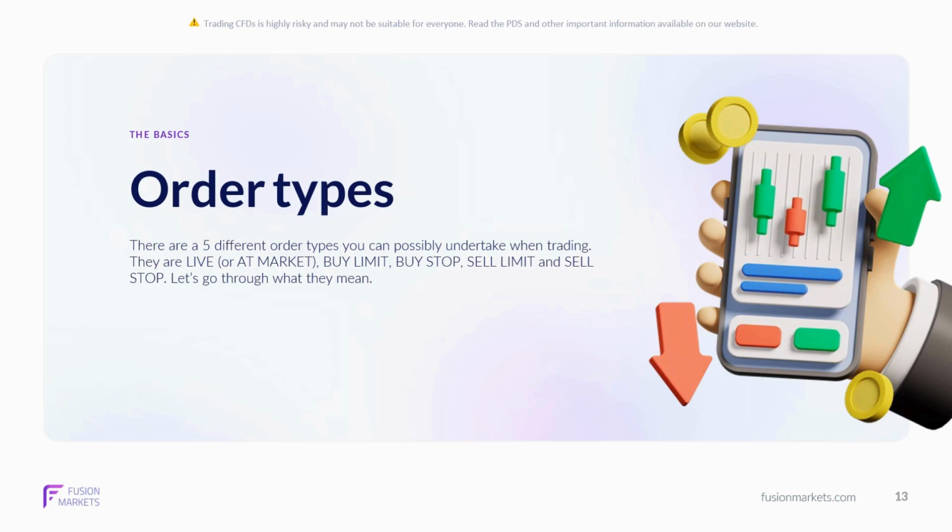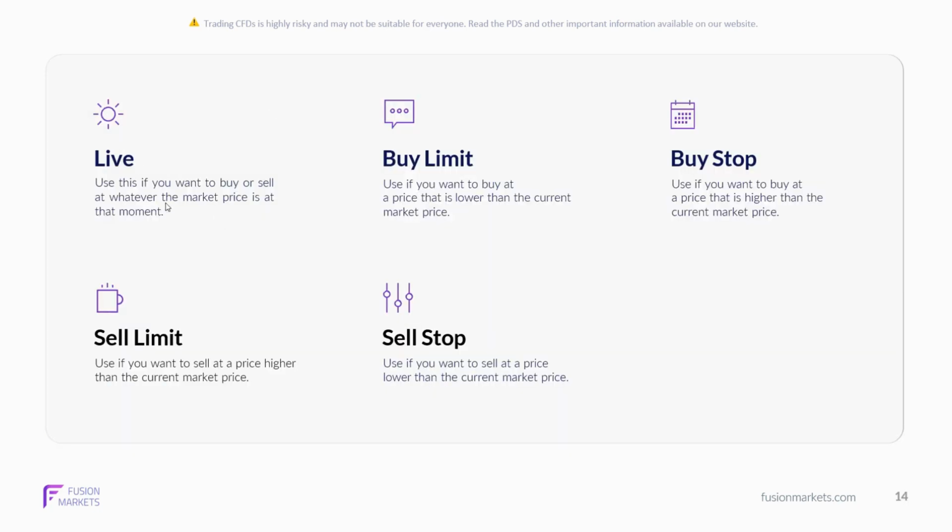So I'll go through what those mean now. I've already explained what live at market is. That's buying or selling at whatever the price is at that moment in time. Let's say we thought price was going to move up. We can use a buy limit or a buy stop. Buy limit, use if you want to buy at a price that is lower than the current market price. So you want to buy, but you preferably would like to buy at a lower price, a cheaper price if you like, and then we think price is going to move up.